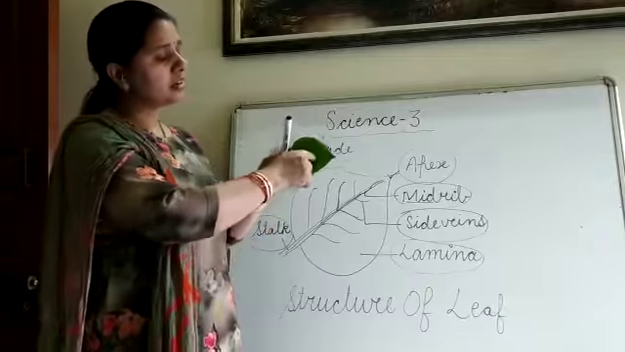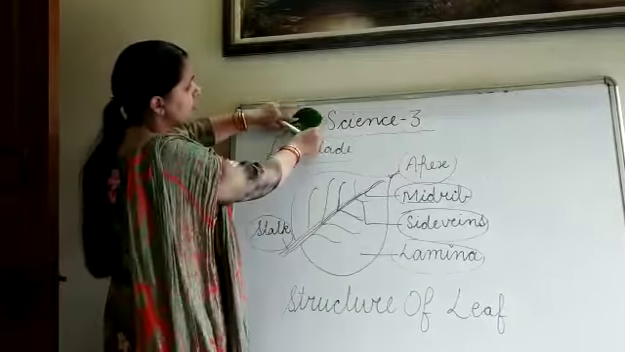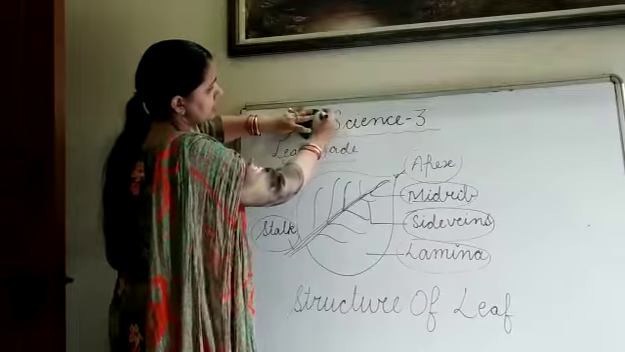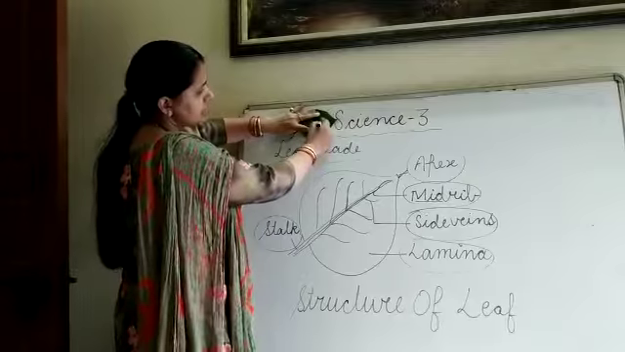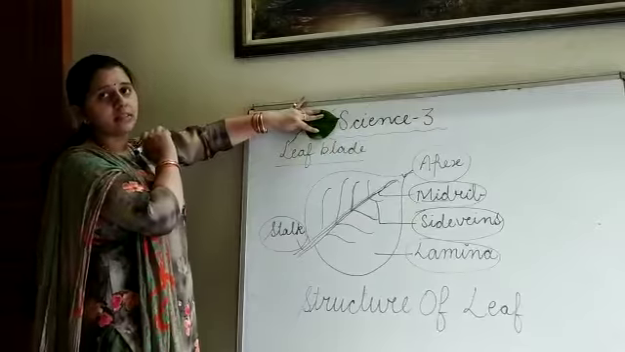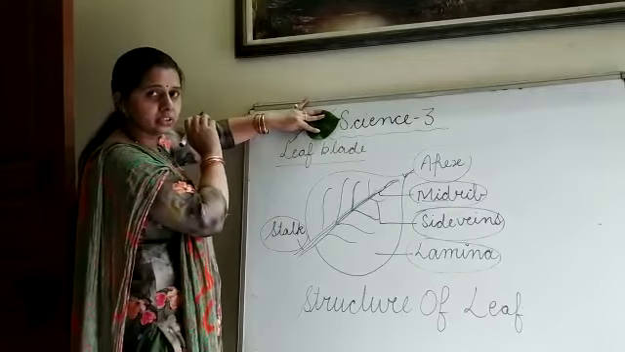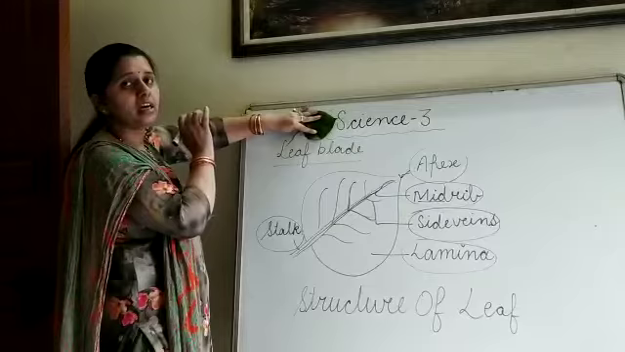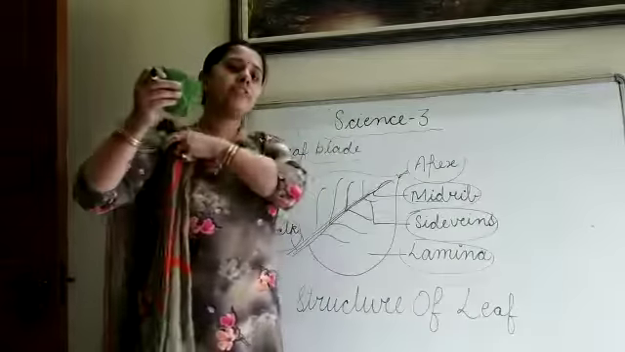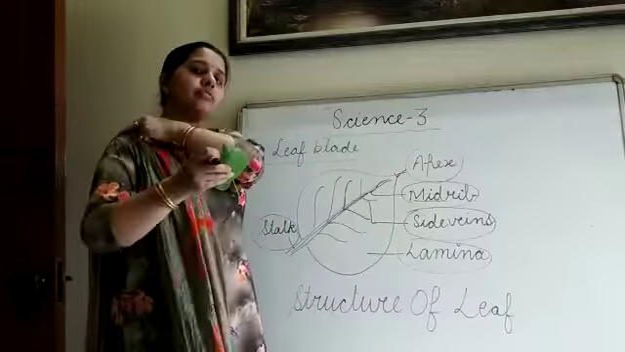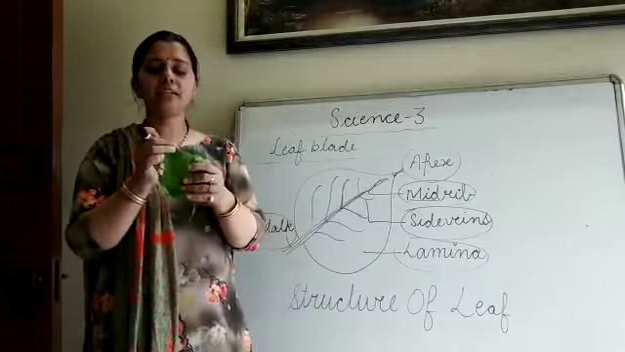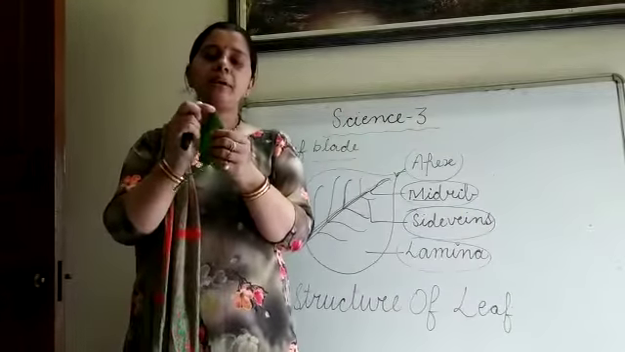What you will do, you will make a line, you will paste this in your notebook, and you will write this is apex, this is side veins, this is midrib, this is stalk. You will keep this in your notebook and you will paste this, and you will write the different parts of the leaf. So I am explaining from the starting the different parts of the leaf. So first of all, I am starting from apex. So this is the apex of the leaf.